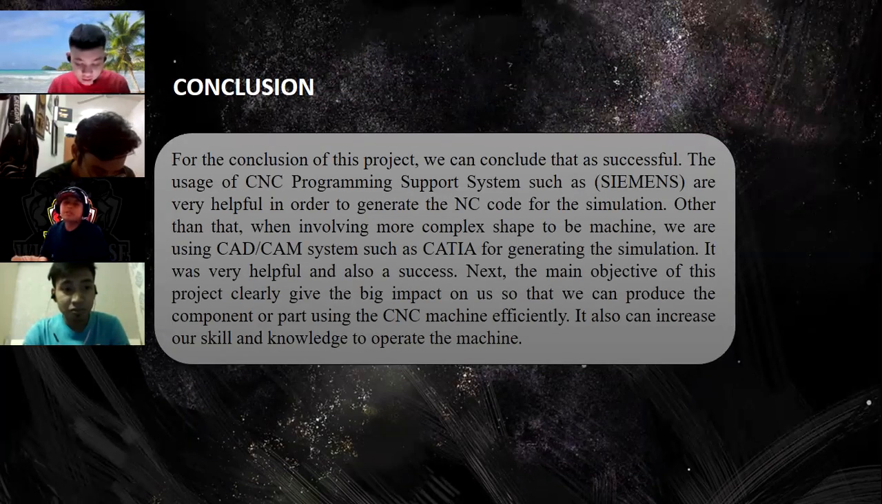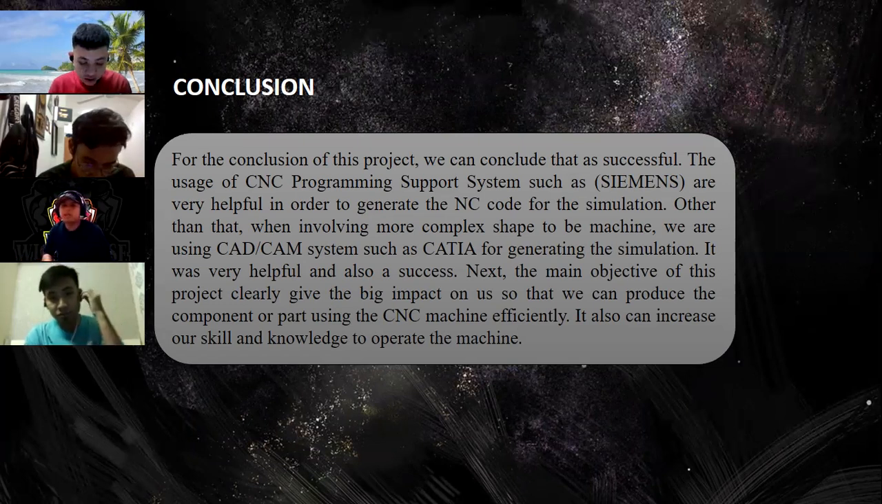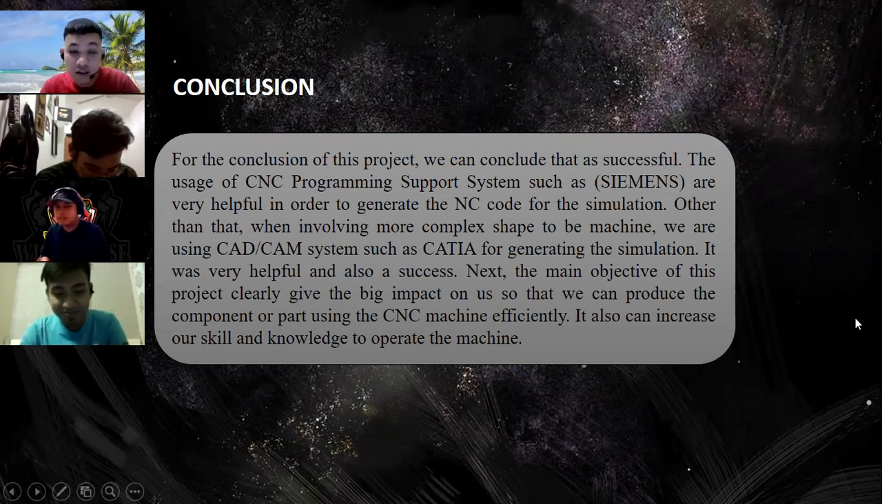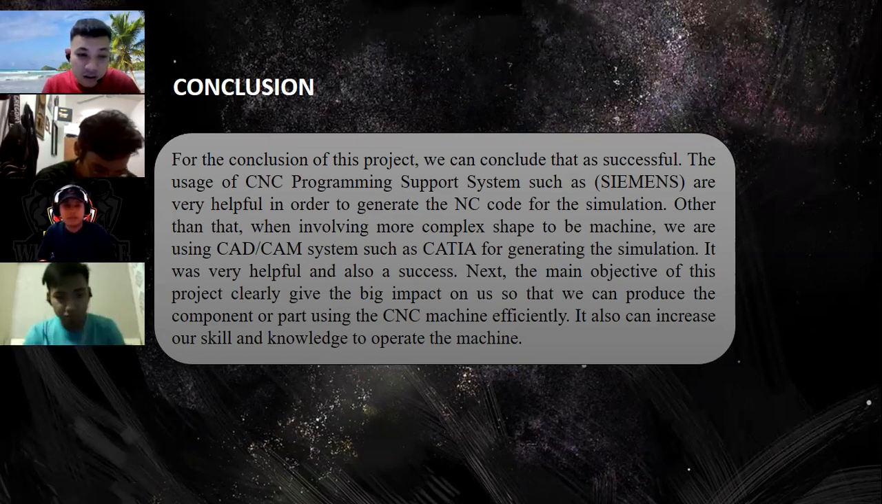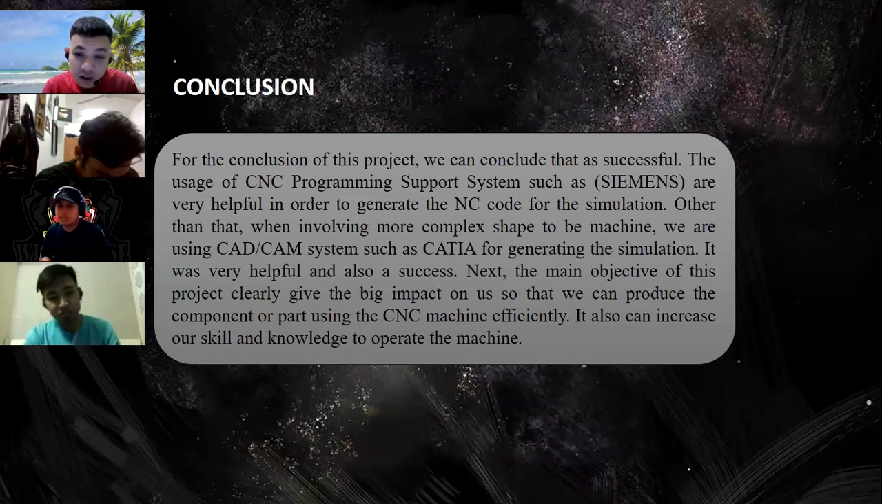For the conclusion of this project, we can conclude that it was a success. The usage of CNC programming support systems such as Siemens is very helpful in order to generate the NC code for the simulation. Other than that, when involving more complex shapes to be machined, we use CAD/CAM systems such as CATIA for generating simulation. It was very helpful and also a success.